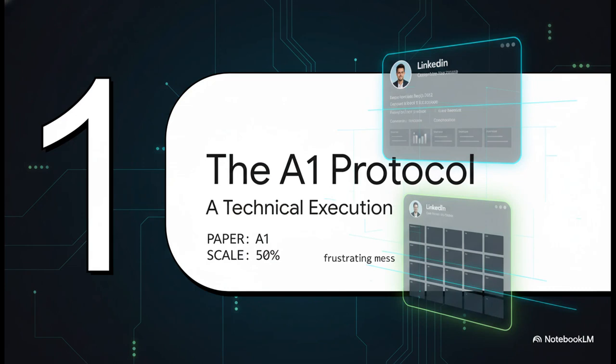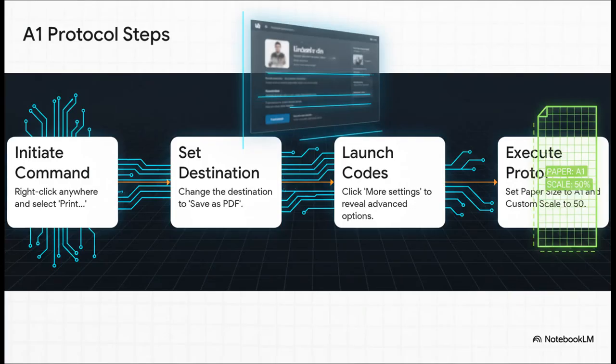And that brings us to the first part of our mission, the A1 protocol. This is a technical execution. And I want to be clear, this isn't just a fix. It's a precise method, and it's designed to capture a perfect, high-fidelity digital footprint. This is how we go from that frustrating mess to clean, usable data. So here's the mission briefing. It's a 4-step launch sequence, and it's simple once you know it.